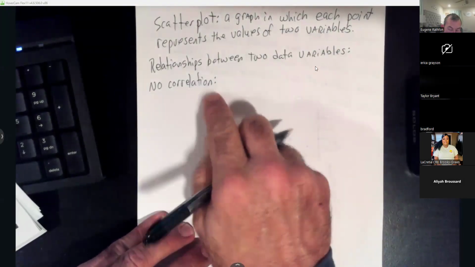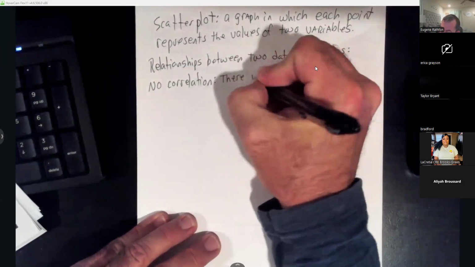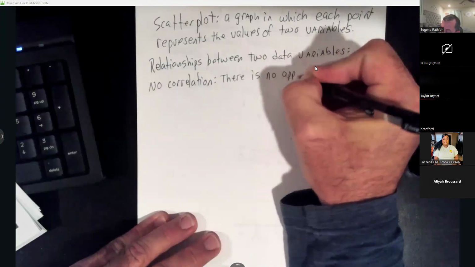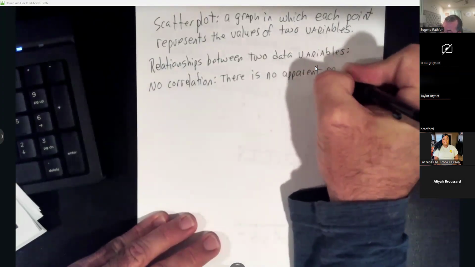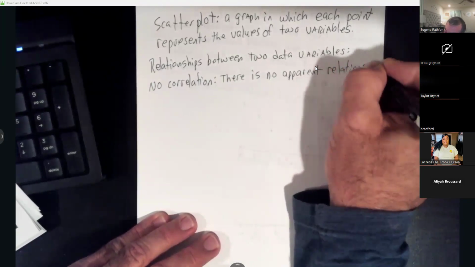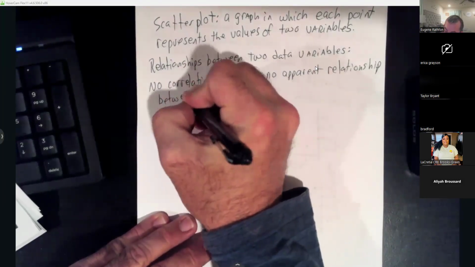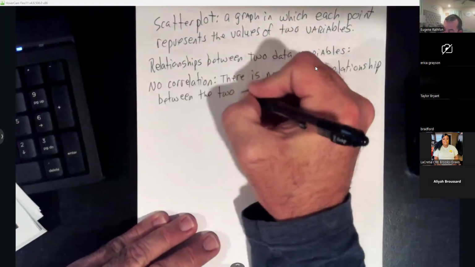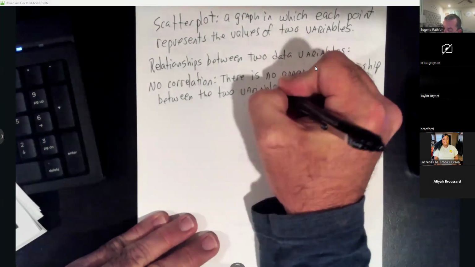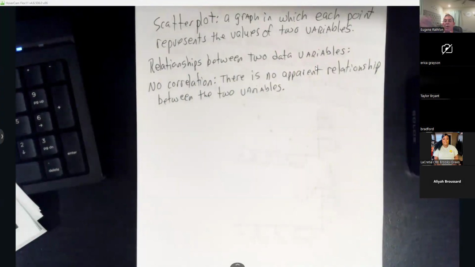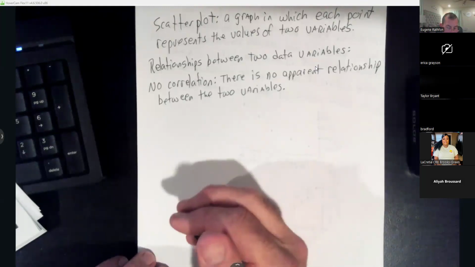So no correlation happens when there is no apparent relationship between the two variables. So they're either both not going up or one's going up and one coming down. So no correlation would have no pattern, okay? You might not be able to tell if it's getting higher as one goes higher or if it's getting lower. So they're sort of scattered around.